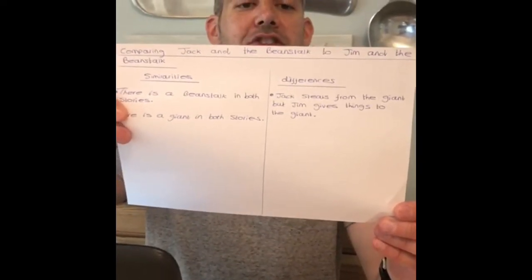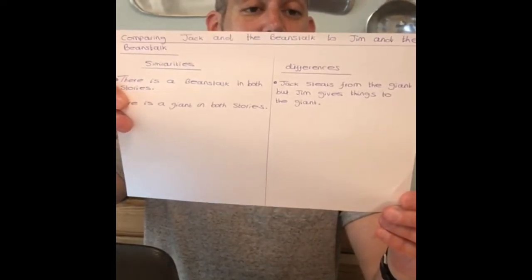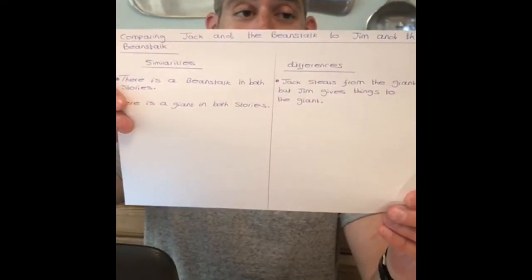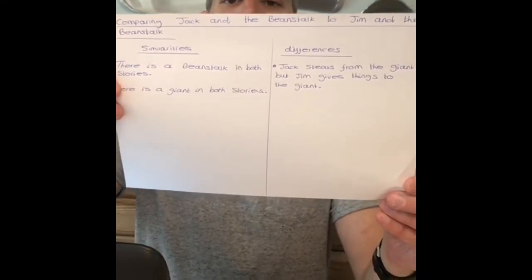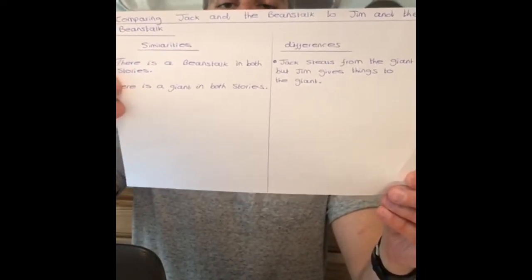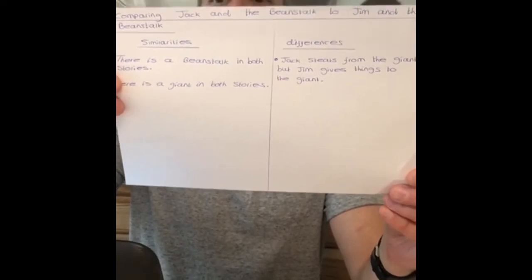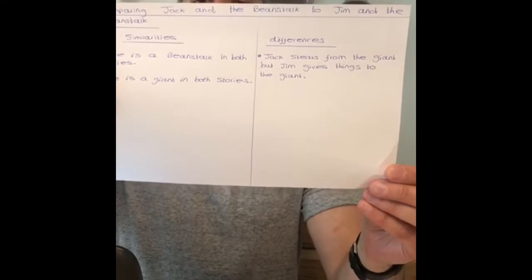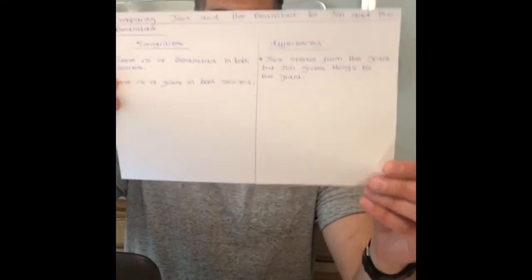What we have is the similarities column on one side and the differences in the other column. So the similarities, there's a beanstalk in both of the stories and there's a giant in both of the stories. However, one difference I picked out is in Jack and the Beanstalk, Jack steals from the giant, but in Jim and the Beanstalk, Jim gives things to the giant. So we'd like you to have a go at that as well, please.